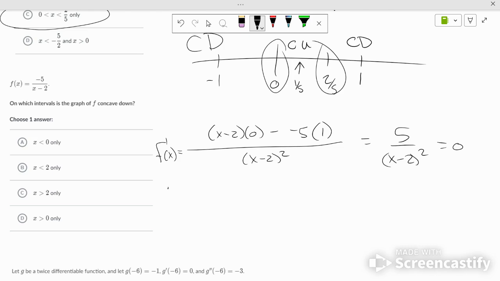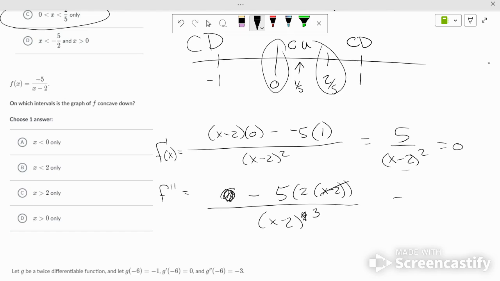All right. Second derivative. So if we take the bottom times the first derivative of the top, we're going to get 0 minus a negative, or times a positive 5 times the first derivative of this, which is 2 times x minus 2 times 1, all over x minus 2 to the fourth. Well, 0 minus that makes a negative, right? One of these cancels with one of these. So you get a negative 10 over x minus 2 to the third.